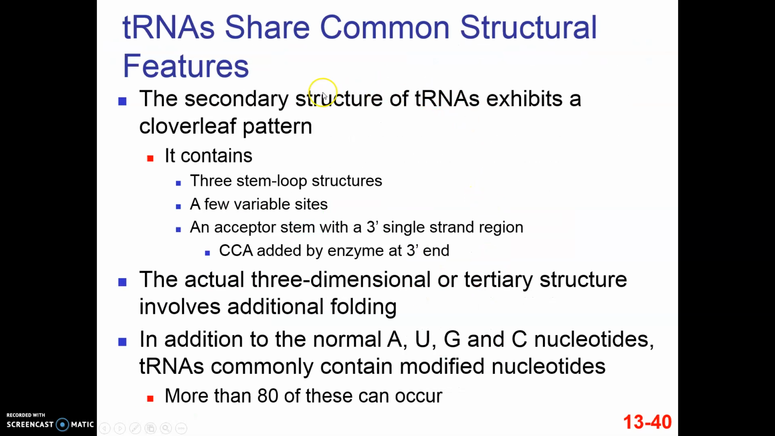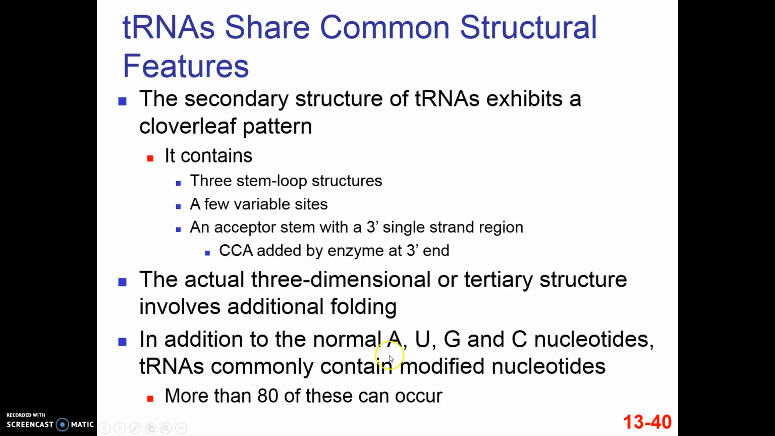Transfer RNAs have a cloverleaf pattern. So it has three stem loops. And if you refer back to RNA structure, remember that RNAs can fold back on themselves, forming these stem loops. There are some variable sites, and ultimately there is an extended 3' end that sticks out, and this is where the amino acid is actually put on. Now, in the following image, we are going to give you this classic cloverleaf image, but I want you to recognize that there is an actual three-dimensional structure to this molecule that isn't represented in the following image.